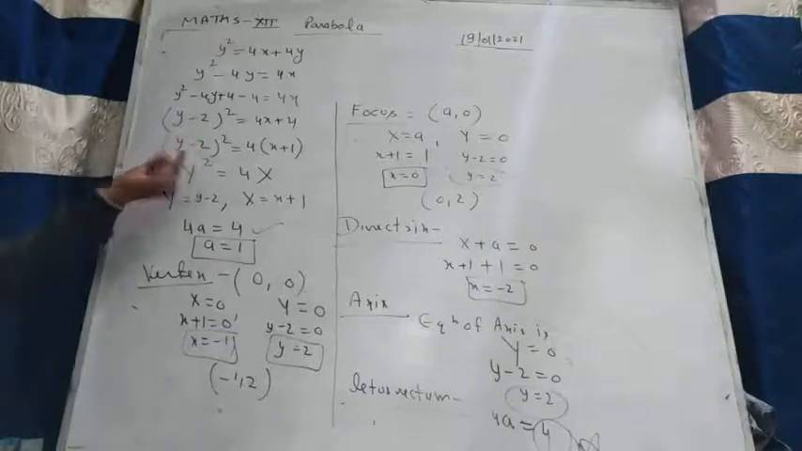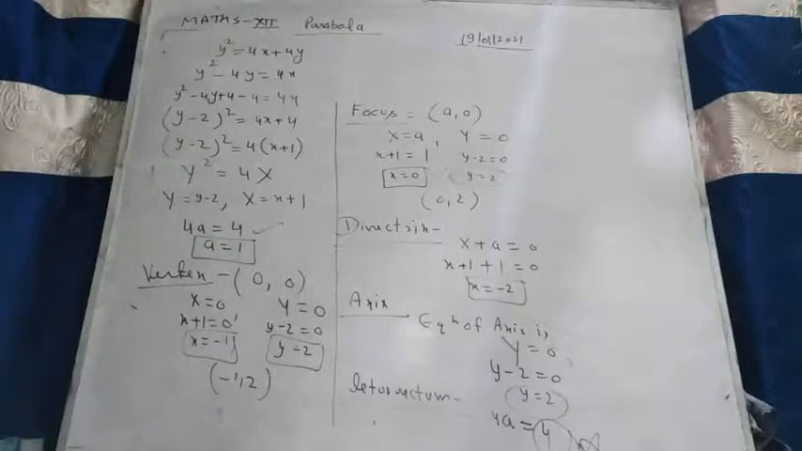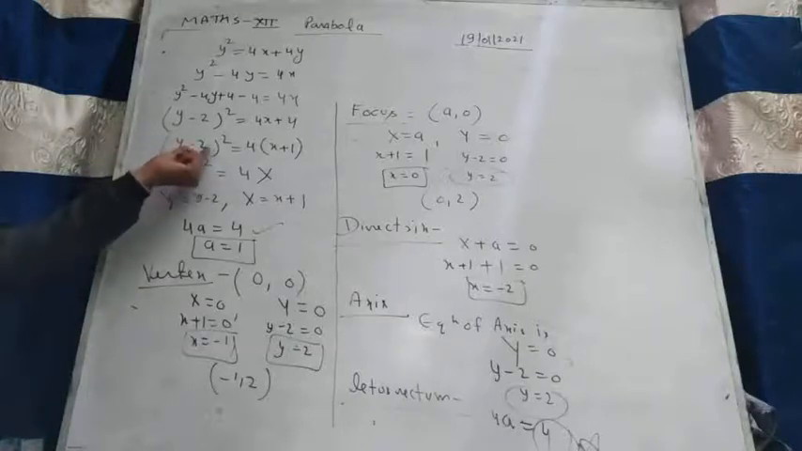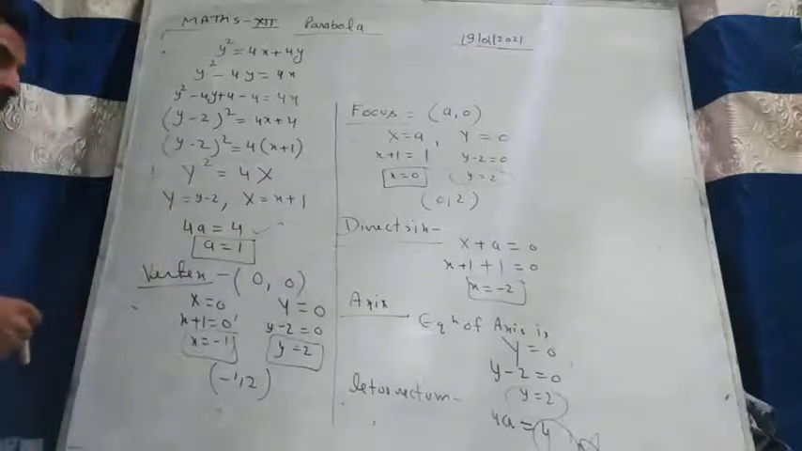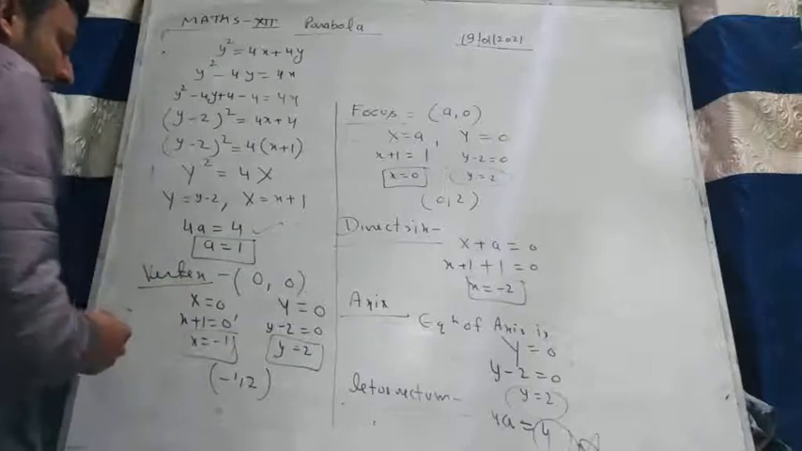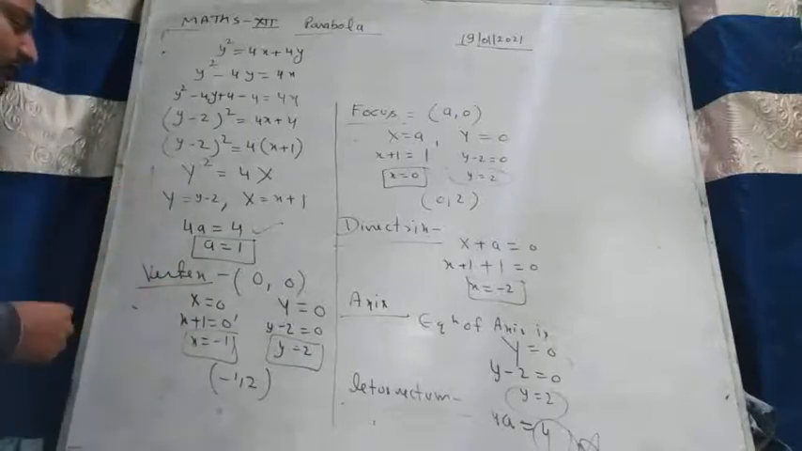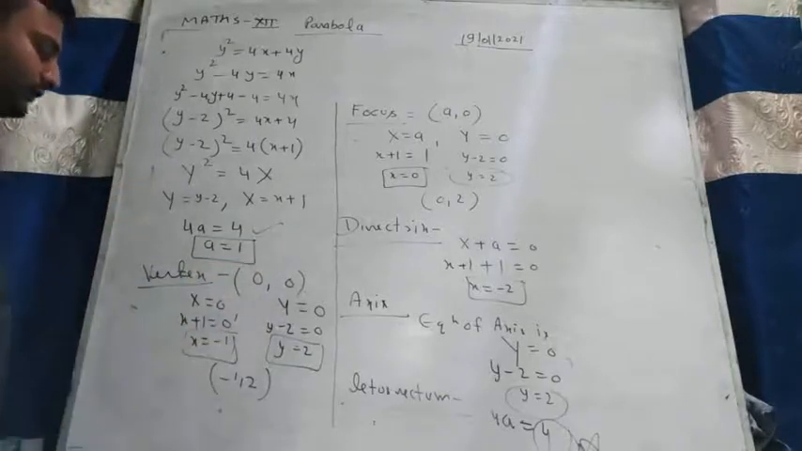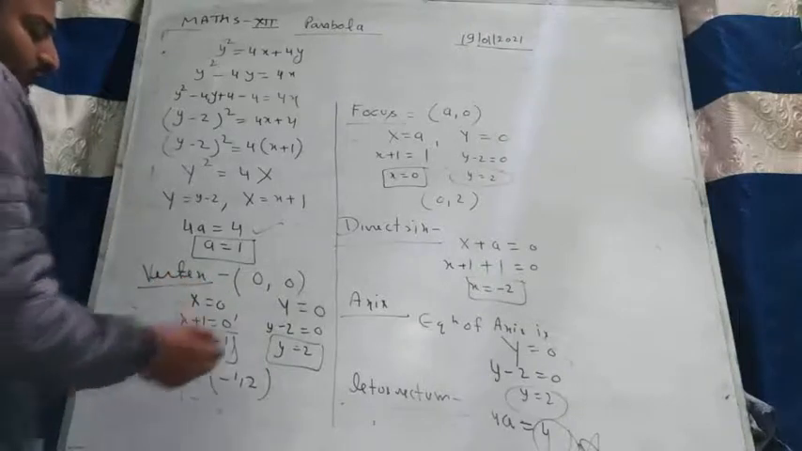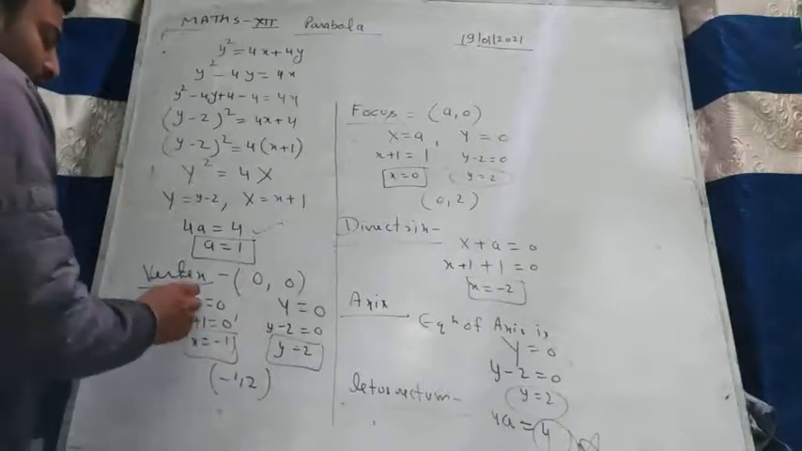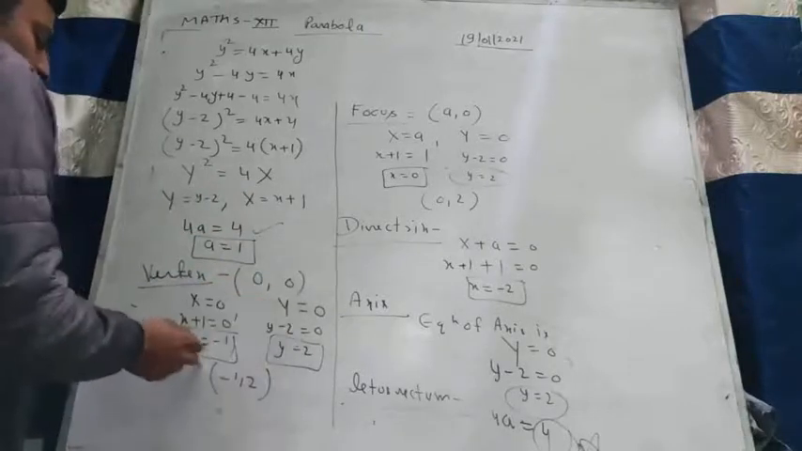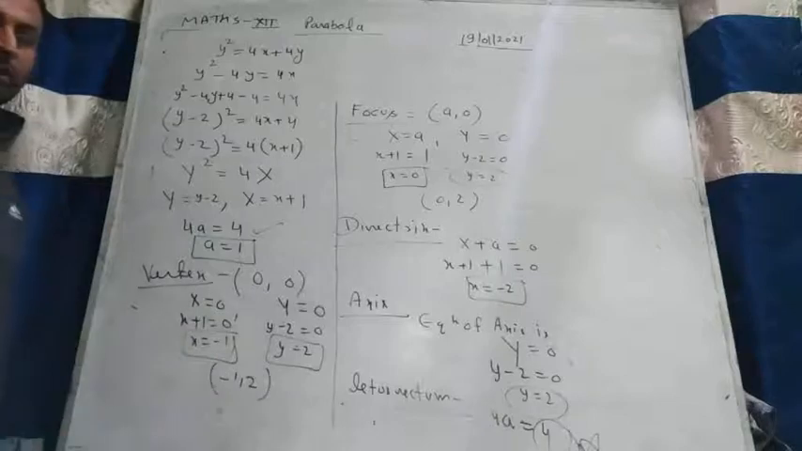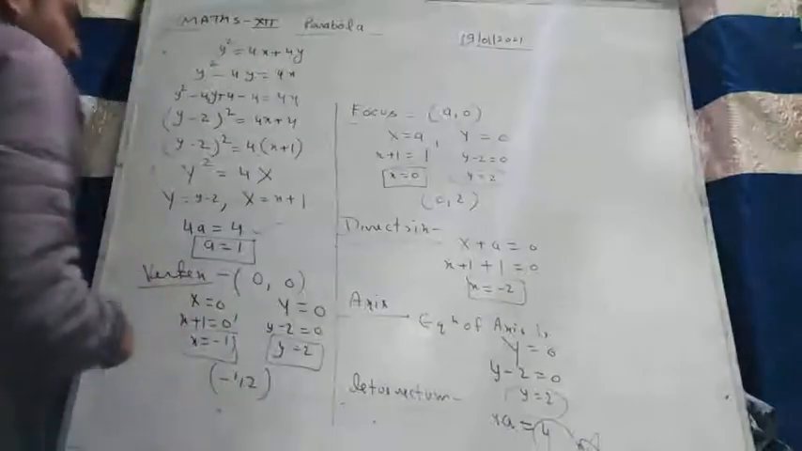And here this is our capital Y and this is capital X. So capital Y is y minus 2 and capital X is x plus 1. So student, in this case our vertex is 0, 0. So our X will be equal to 0 and Y will be equal to 0. This x is equal to x plus 1, this y is equal to y minus 2. So this is minus 1, 2. This will be our result, vertex.